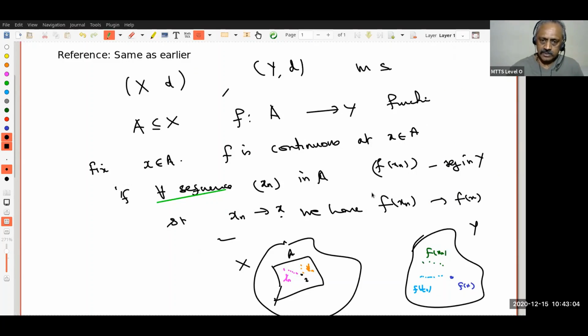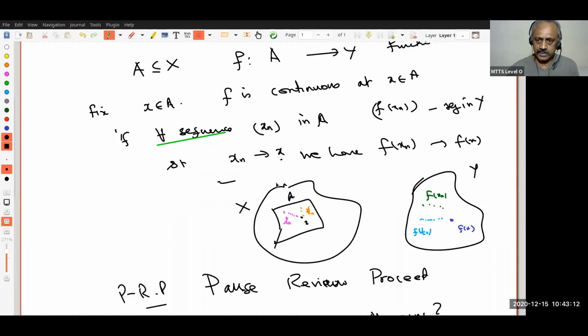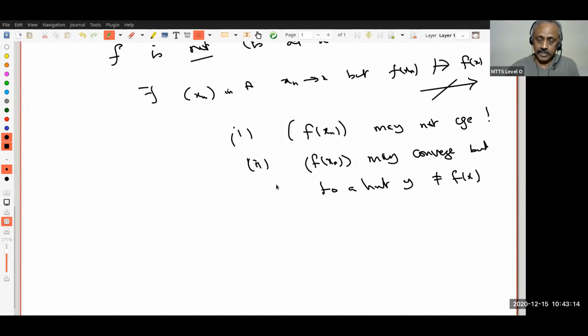So what kind of sequence should I look at? There is a sequence xn in A which converges to x. What conclusion? f(xn) must converge to f(x). That fails. That means f(xn) does not converge to f(x). Now we want to understand the meaning of this: the sequence f(xn) does not converge to f(x).